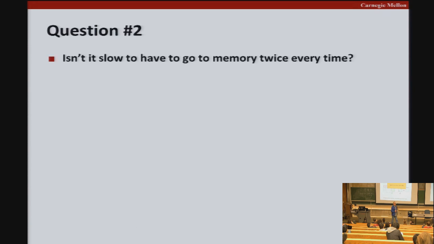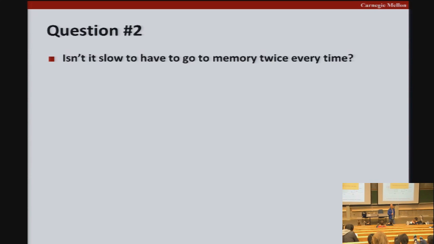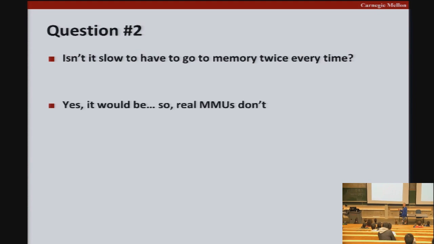Okay? So let me reiterate one more time. Page table entries are just the same as any other data. Okay? Now, this begs the question of, my God, isn't this slow? Every single piece of data I want to access, I have to make 2 memory accesses for.